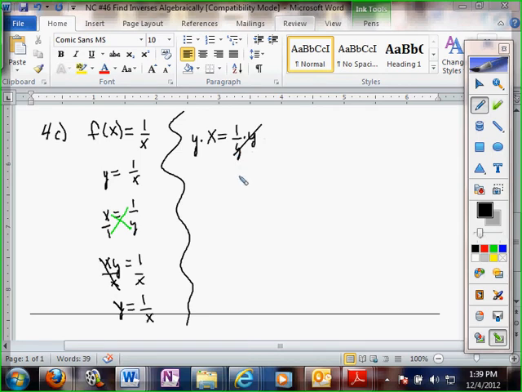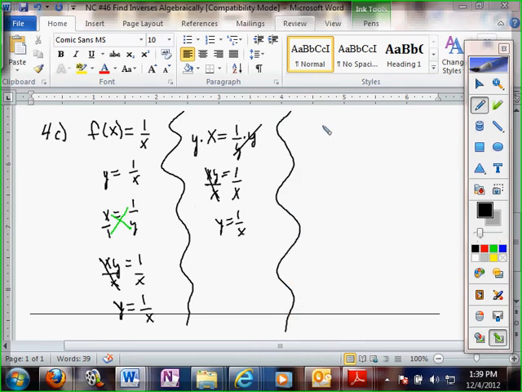This cancels, and I get 1 is equal to xy, which is basically what I had over here when I divide by x, and I get that y is equal to 1 over x. This is probably going to be your least favorite way to do it. However, it is a way.